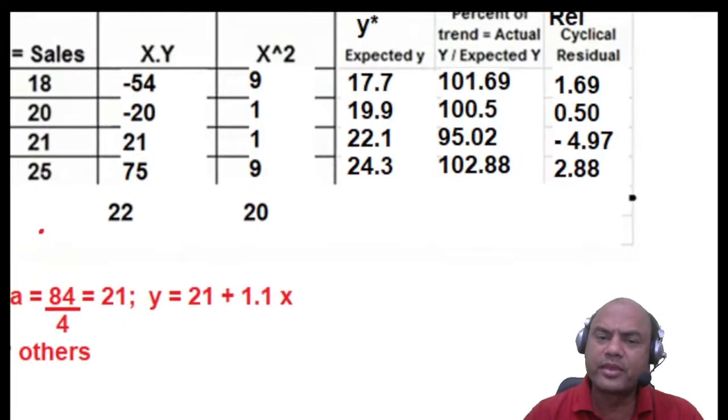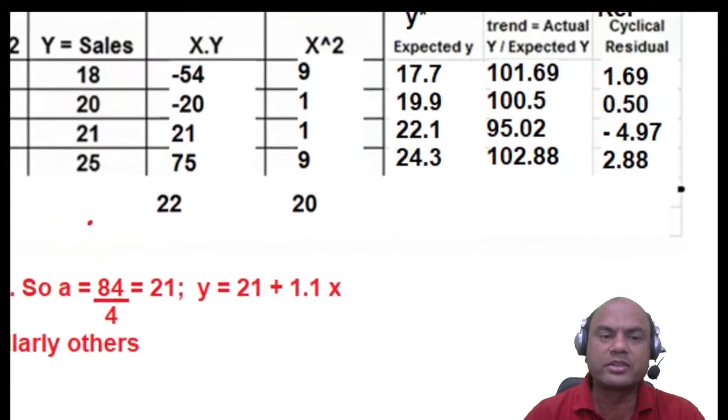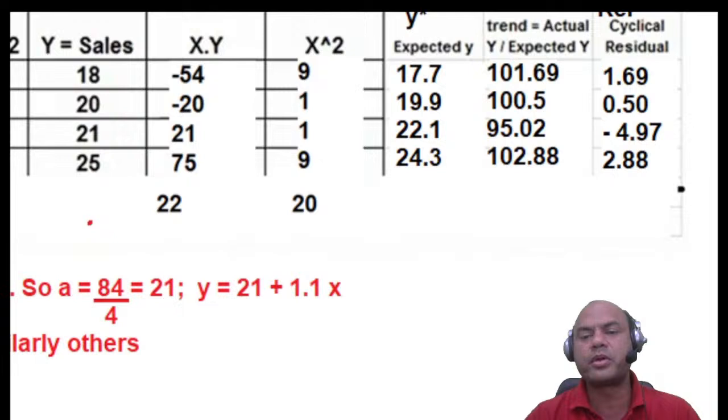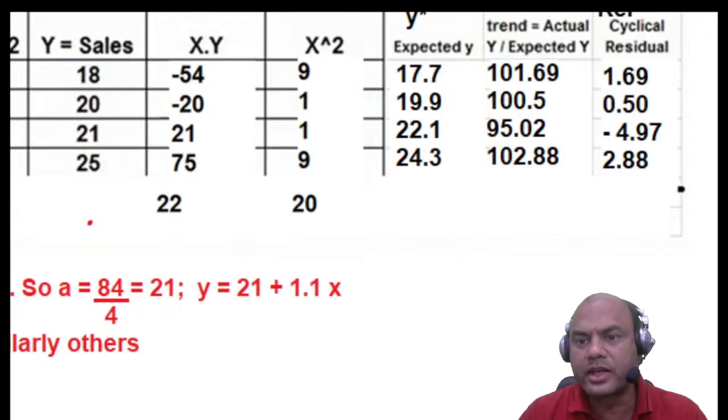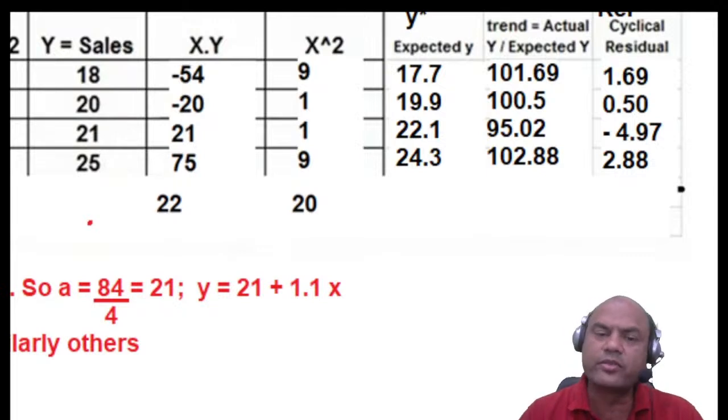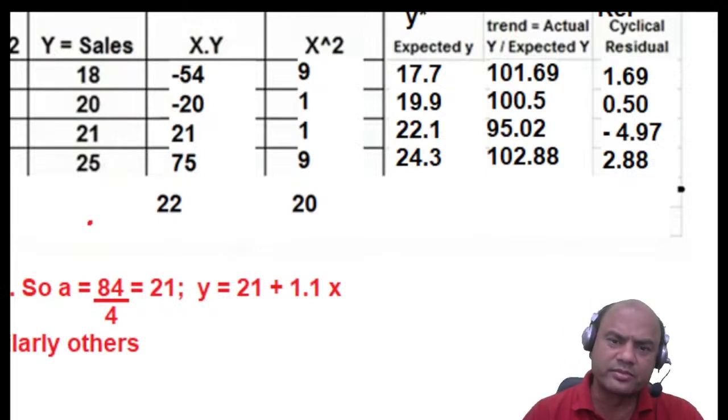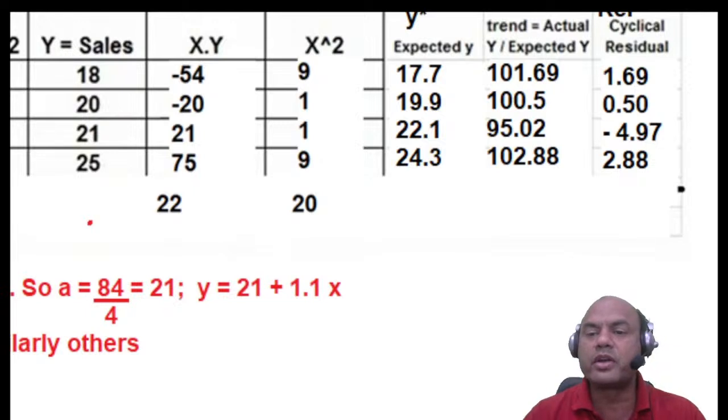Similarly for others. Actual Y, what is that actual Y? 20 upon 19.9 into 100. You will get this as 100.5. 21 upon 22.1, you will get it as 95.02. 25 upon 24.3, you will get this. Similarly for the residual method also, 18 minus 17.7 upon 17.7 into 100. You will get this. So you are seeing all these figures. You can find it out yourself also. Right? So now we have got these trends.